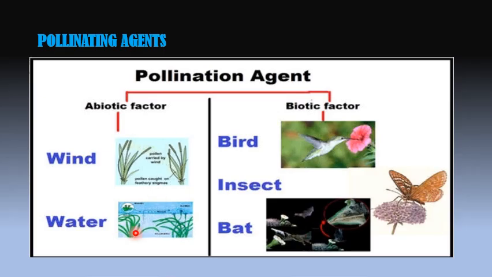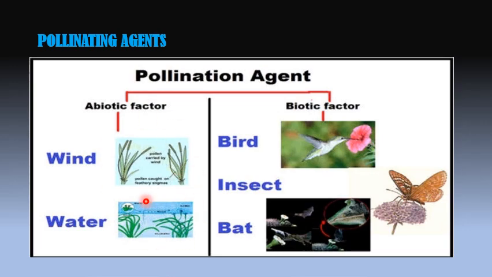Even water is also abiotic. So how does it occur in wind? Light, dry pollen is easily carried by wind. Because of the force of the wind, it carries the pollens. Usually we can see this in grasses, maize, and wheat. The next type of abiotic agent is water. Here, the pollen floats in water to reach another flower. Usually we can see this in aquatic plants like Vallisneria and Hydrilla.